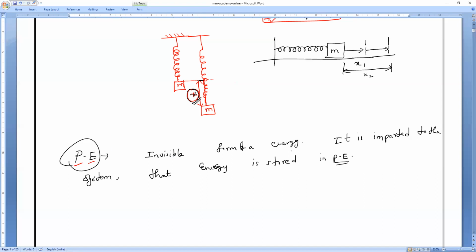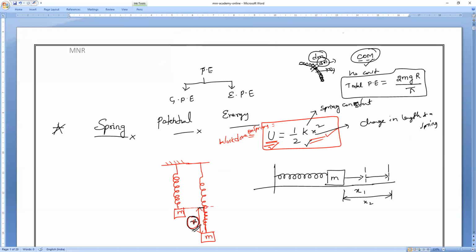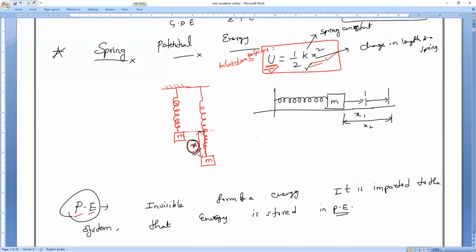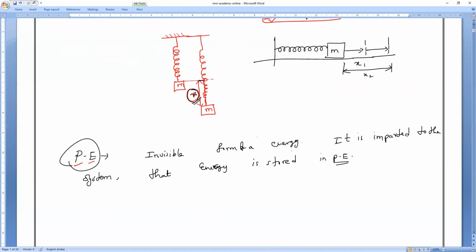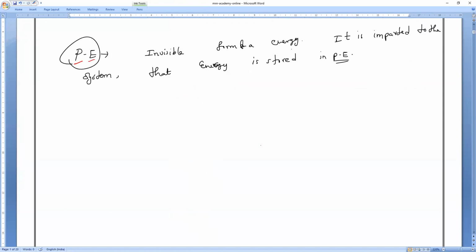So what is the spring potential energy? We'll derive that formula also. Just remember it: U is equal to half into k into x square. K means spring constant, x means change in length of the spring. Now let us write the question, and from the question we'll derive the formulas.